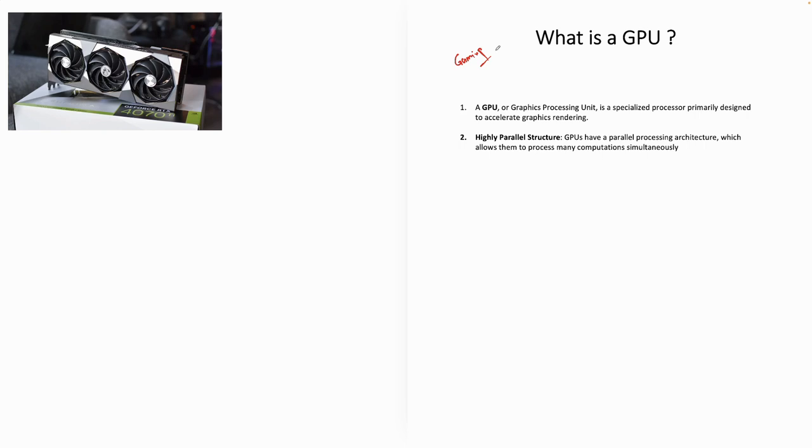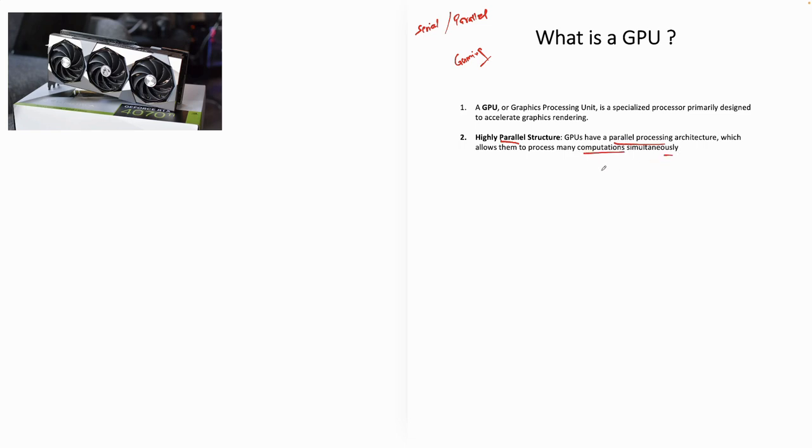So for 3D games, for graphics rendering, this was the whole purpose. Now, the biggest key area about GPU that you need to be aware of is that it has a highly parallel structure. The biggest difference between a CPU and GPU, as you will see in further videos, is that with CPUs things are serial, and with GPUs things go parallel, right? Pretty easy. So GPUs have a parallel processing architecture, which allows them to process many computations simultaneously, right?